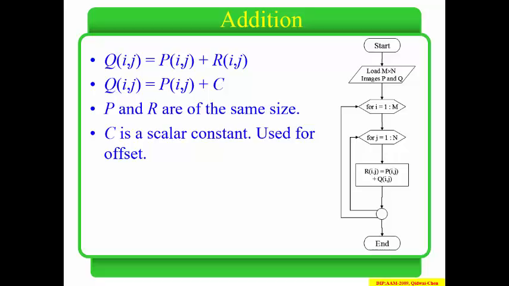The second case here is adding a scalar to the image. And we have seen how this will happen. Okay, this scalar will be added to all of the pixels that we have.